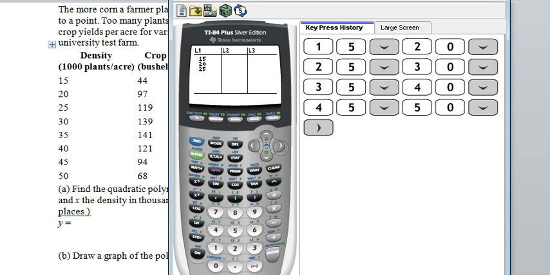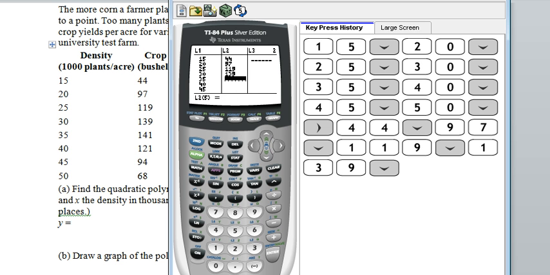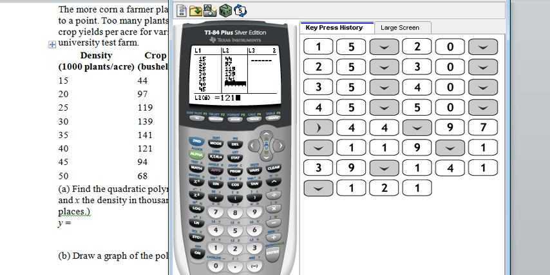Then use the right arrow to go over to L2. We enter 44, 97, 119, 139, 141, 121, 94, and 68.